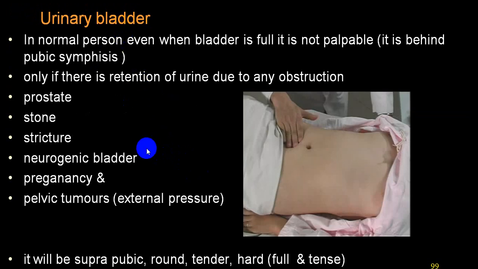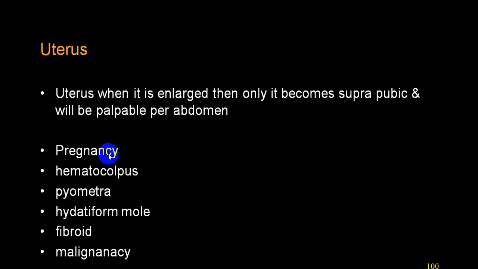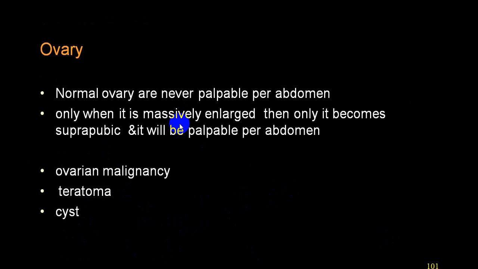Urinary bladder will be enlarged, and that can be asked to you in your oral, because of BPH, bladder stone, stricture, neurogenic bladder, during pregnancy or because of external pressure by pelvic tumors. By and large, in oral it can be asked. Uterus: during pregnancy, hematocolpos, pyometra, hydatidiform mole, fibroid, uterine malignancy, choriocarcinoma, etc. Ovary: mainly ovarian malignancy, ovarian tumors like teratomas or big ovarian cyst. Not very common, but these two can be common and they can be massively enlarged.